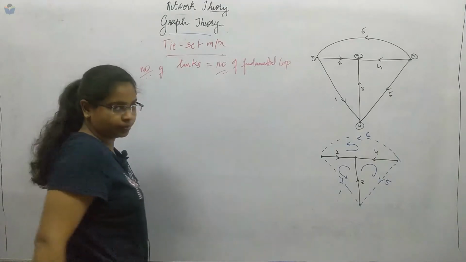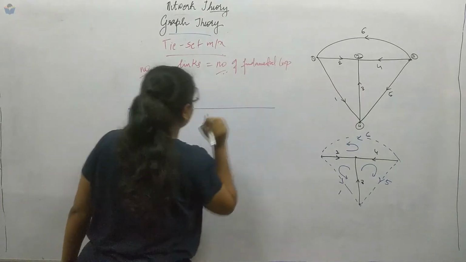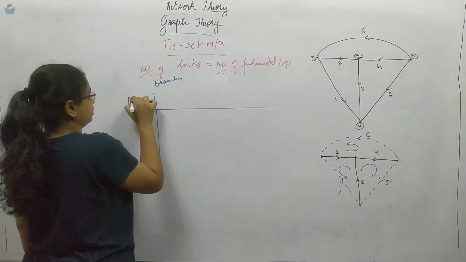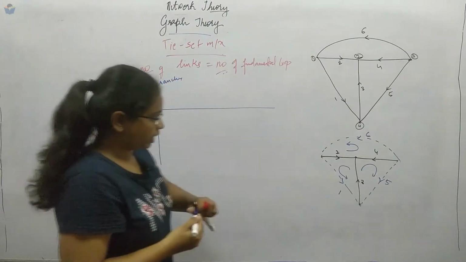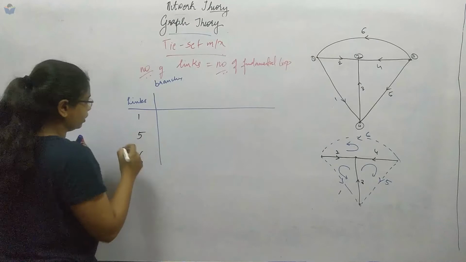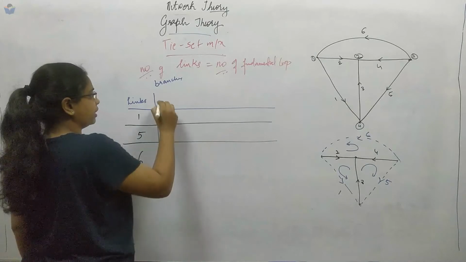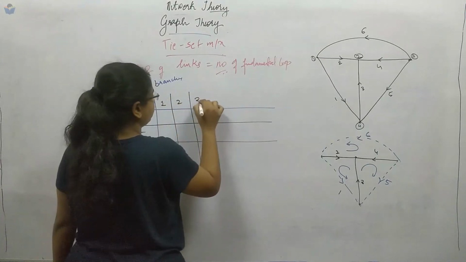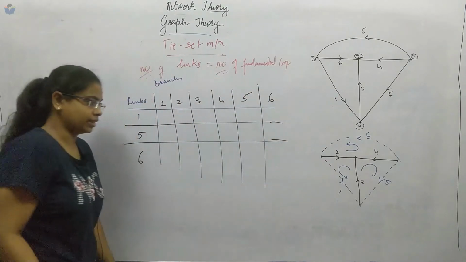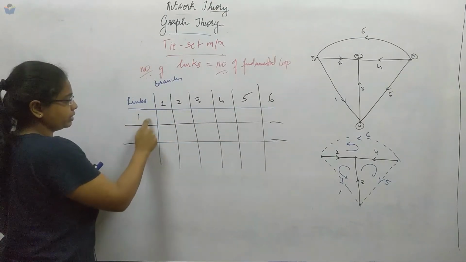So this Tieset matrix is nothing but what versus what? Links versus loops. Now to draw the table, let us draw the table over here. Here, similarly again, it is branches, here it will be links. So what are the links we have here? 1, 5 and 6. Draw this one. 1, 5 and 6. And what are the branches we have again? 1, 2, 3, 4, 5 and 6. Now 1, this is link 1.